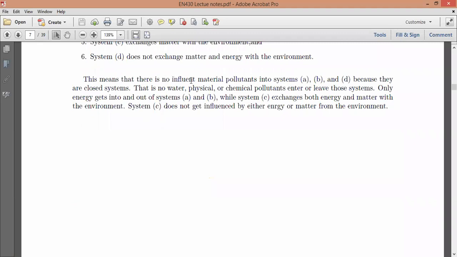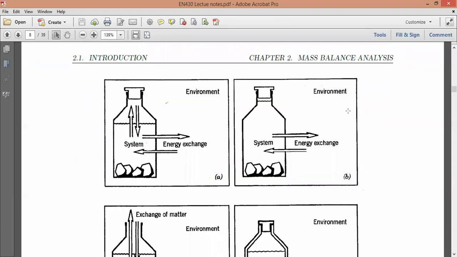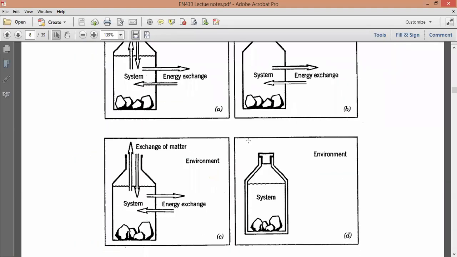Okay, so this means that there is no influence of material pollutants into systems A, B, and D because they are closed systems, isn't it? There's nothing coming in. And there's no water, physical or chemical pollutants entering or leaving those systems. Only energy gets into and out of the system, while system C exchanges both energy and water with the environment. System D does not get influenced by either energy or matter from the environment. So these are also exam questions. Usually one of these will be picked and then you'll be asked to describe the type of system.